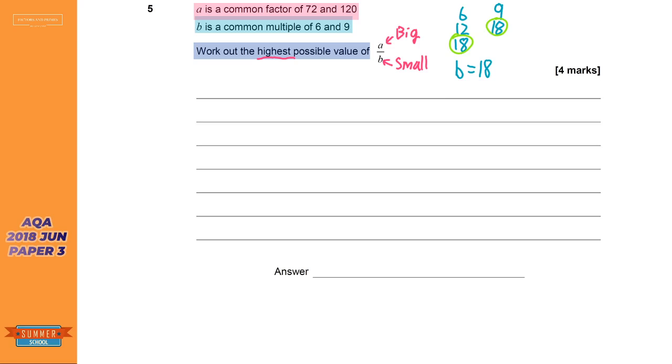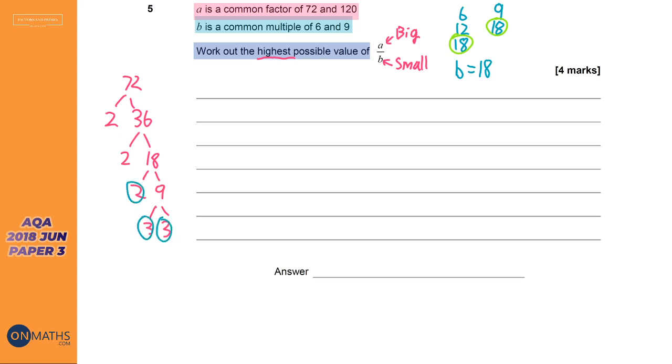So we're going to do the same as we've done before. We're going to have 72, split it up. So 2 times 36, and 2 times 18, 2 times 9, 3 times 3. I've used my circling colour on this, so I'm going to have to use a different colour. Okay, do the same again with the other one.